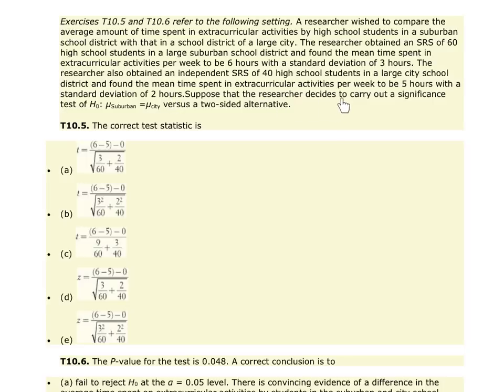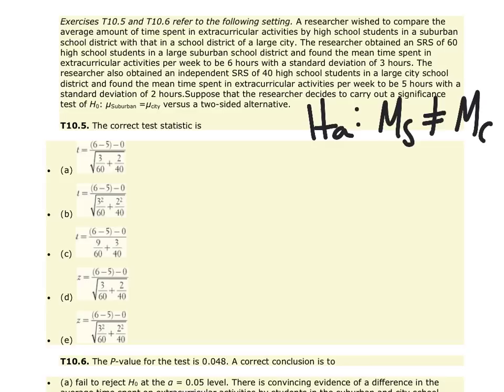Suppose that the researcher decides to carry out a significance test where H sub 0 is that the two means are equal, versus a two-sided alternative. And careful, the two-sided alternative, H sub A, means that mu of the suburban is not equal to mu of the city. So what we're seeing here is a significance test of the difference of means. You would want to look and see what your test statistic should be for that case. And now we do not know the standard deviation of the population, so we would use the t test.